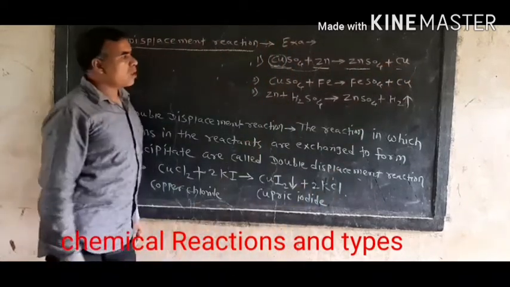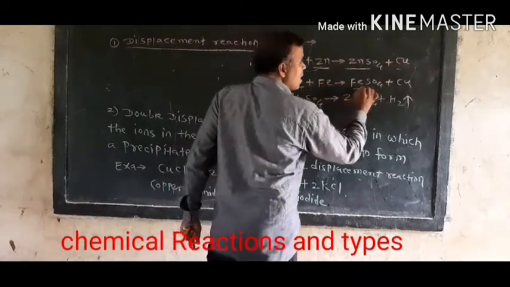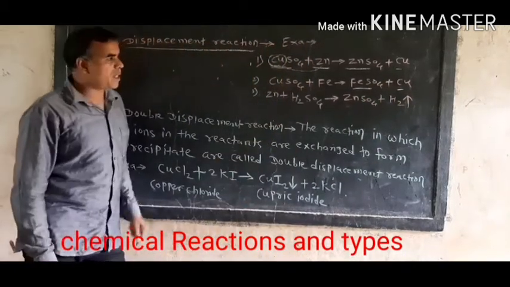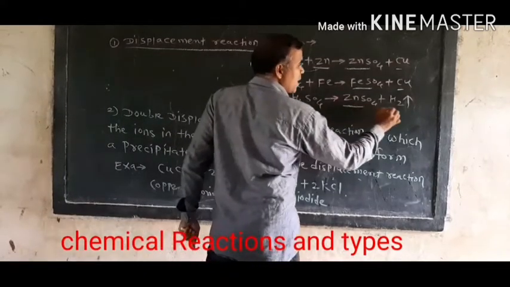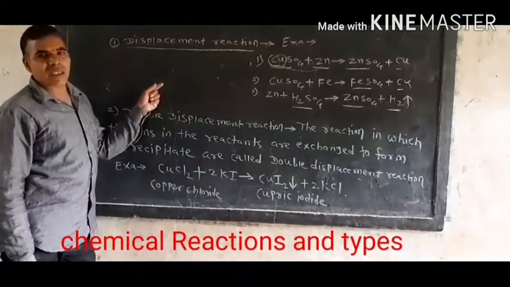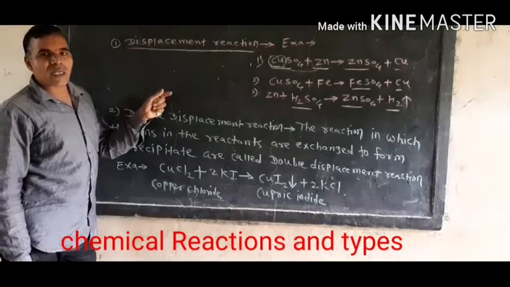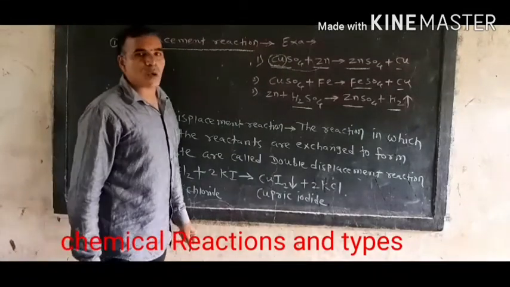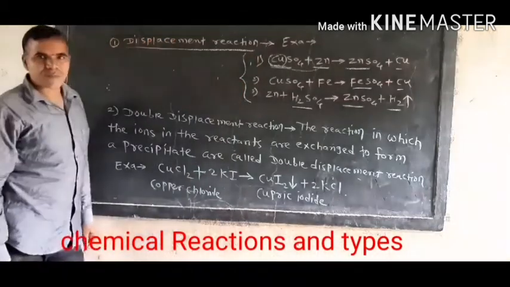Second example: copper sulfate reacts with iron, so we get the product iron sulfate, or ferrous sulfate, and copper. Third example of a displacement: zinc reacts with sulfuric acid to form zinc sulfate, and hydrogen gas is released. So, in a displacement reaction, a less reactive element is replaced by a more reactive element to form a new product. These are some examples of a displacement reaction.